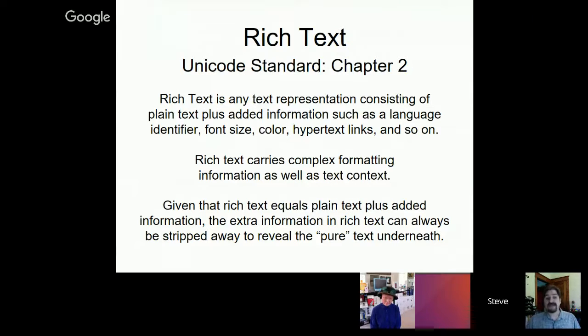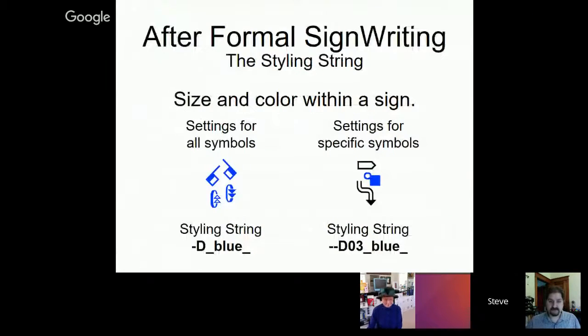And also, given that rich text equals plain text plus added information, the extra information in rich text can always be stripped away to reveal the pure text underneath. And that is what we have with sign writing and formal sign writing being the plain text. There's something called the styling string in sign writing. The styling string always appears after a formal sign writing string, and it gives the display information about how it should be displayed. You can get some really powerful and interesting effects with very little detail.